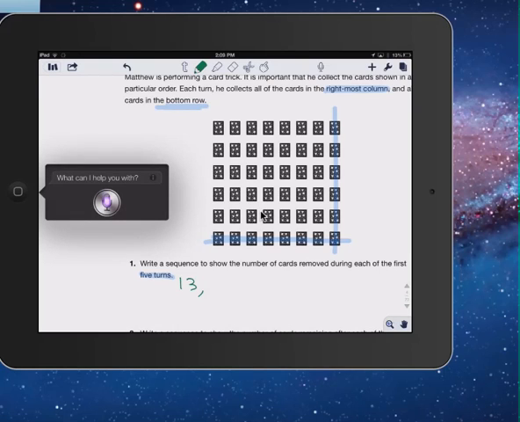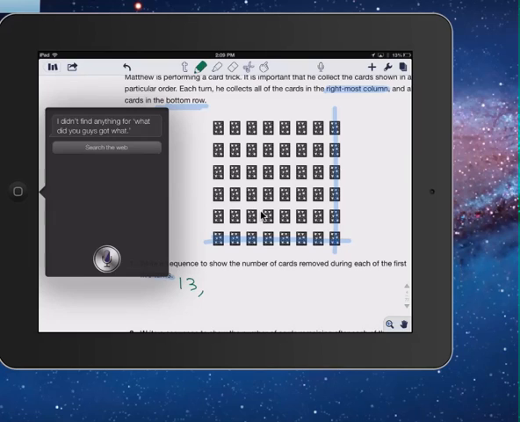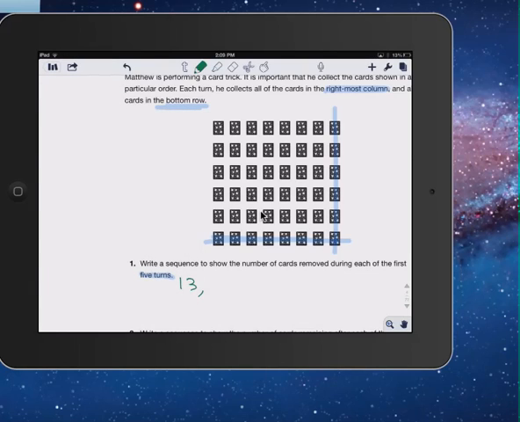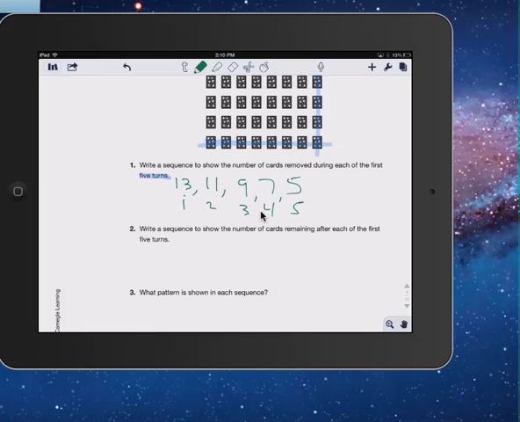Okay, so what did you guys get? What are the terms? 13, 11, 9, 7. Okay, so 13, 11, 9, 7, 5. Do we need to go down to 3? No, it's asking for how many turns? 5. 1, 2, 3, 4, 5. Okay? Now.